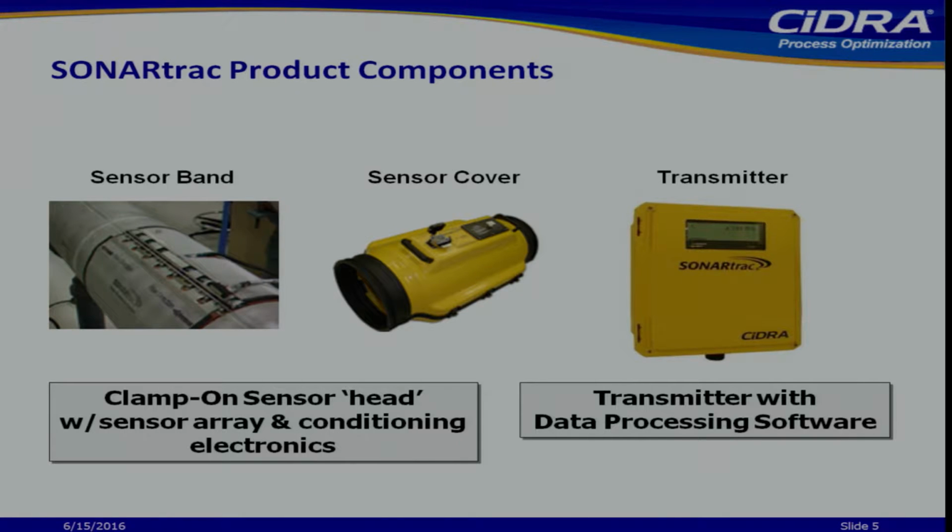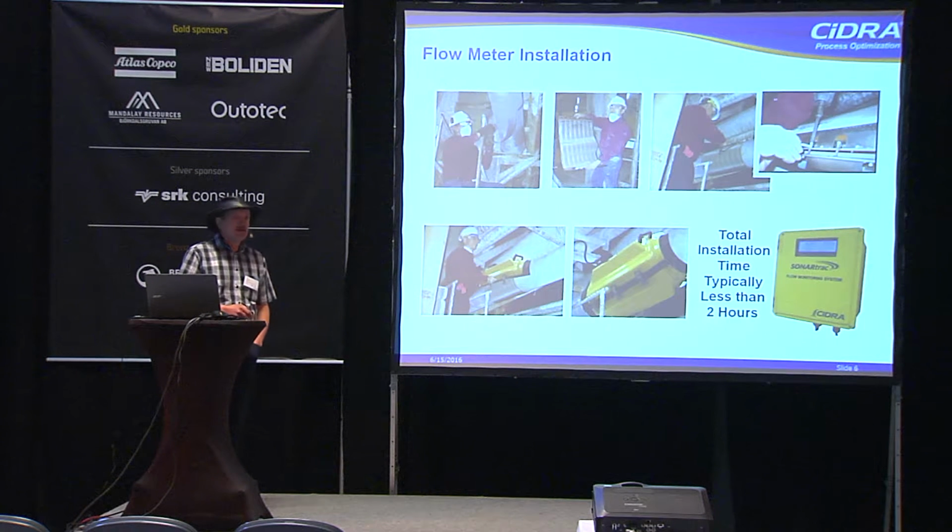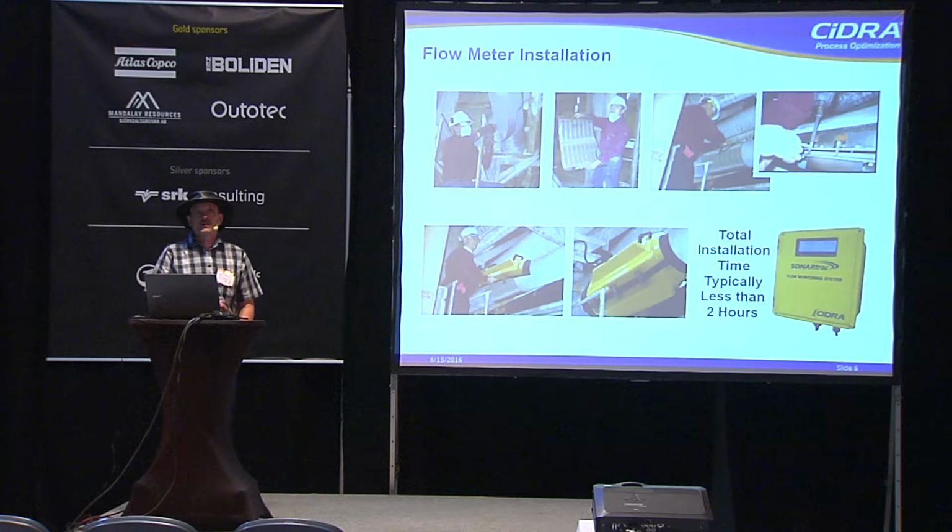So Sonartrac looks like this. It's a sensor mat that we wrap around the pipe. Onto the pipe we have a sensor cover and transmitter, and you get the information to the process control system. Installation is easy. You just clean the pipe and install the device, which is lightweight, and the total installation time is about a couple of hours.